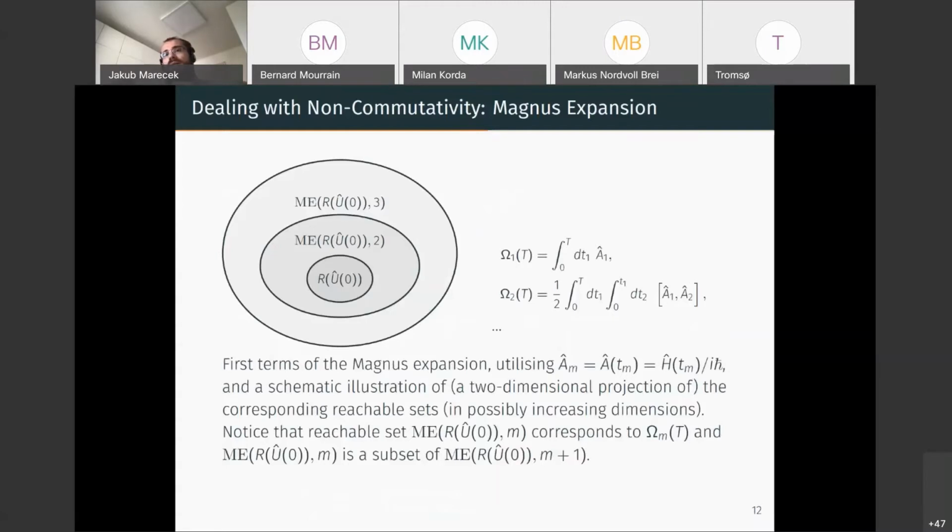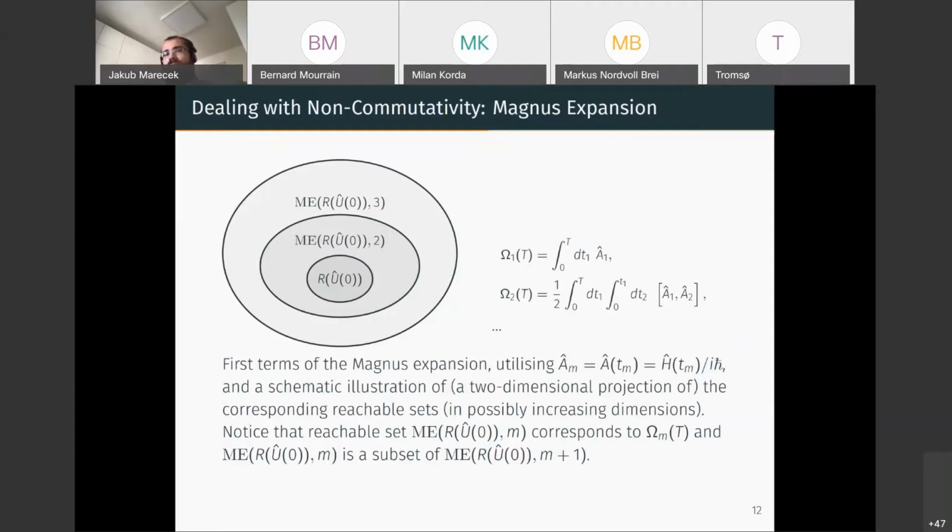What does this mean for us? We start with the initial state, which we call u hat at zero, and we have some reachable set of states from that point. And the very surprising and, as far as we can tell, novel observation is that the use of the Magnus expansion in this context makes it possible to reach many more target states from the initial state, by being able to produce new commutators in the process of applying the Magnus expansion. The picture on the top left shows that you expand the reachable set by applying the Magnus expansion iteratively. And on the right, there are the first two terms of the Magnus expansion, where omega 1 is what people typically use in physics.